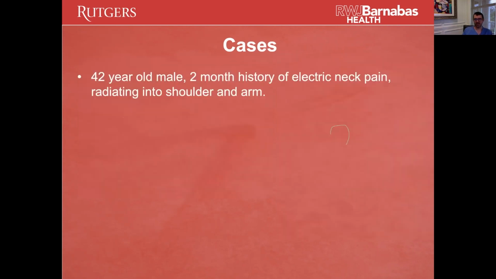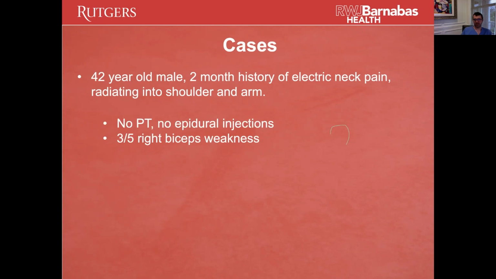Next case. Now we have a 42-year-old male, 2-month history of electric pain going from his neck and radiating into his shoulder and his arm. This patient has not had PT. They have not had any injections, and they have biceps weakness, 3 out of 5 on the right. What do we think? What do we want to do?